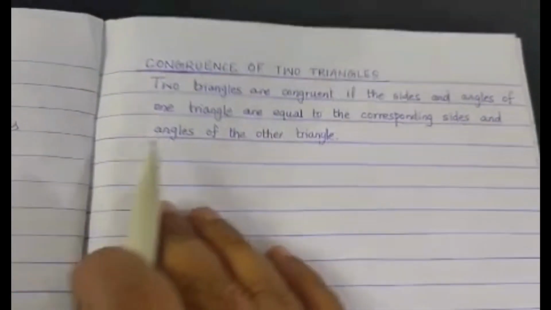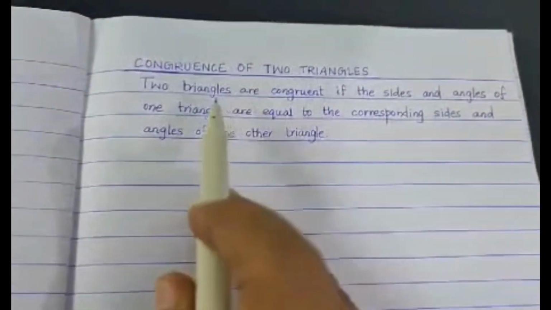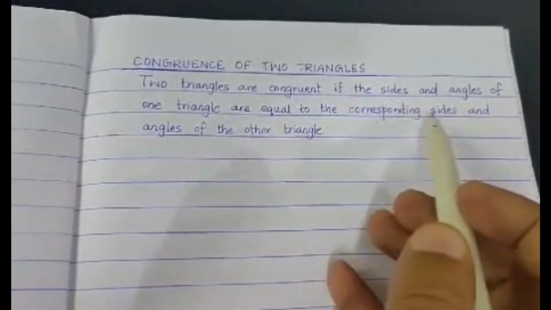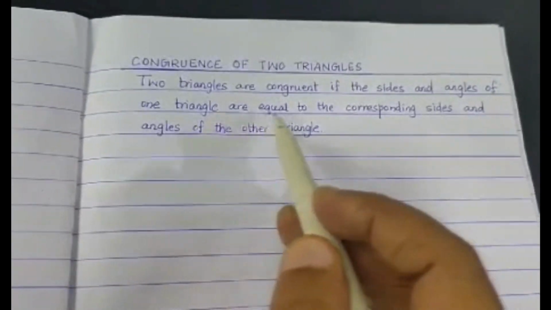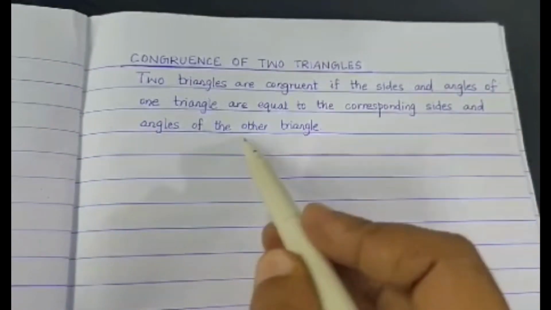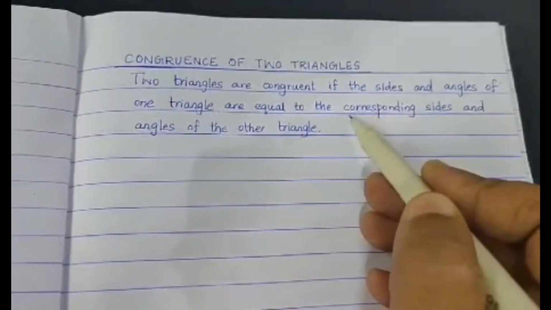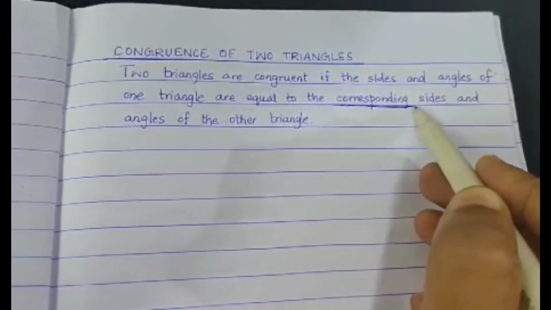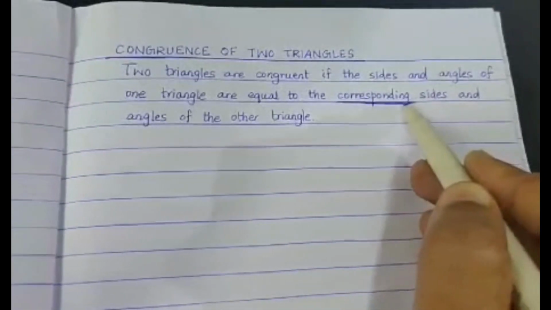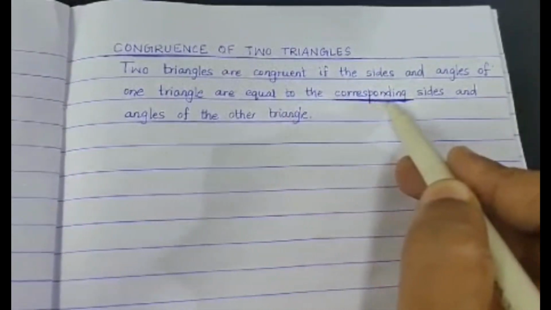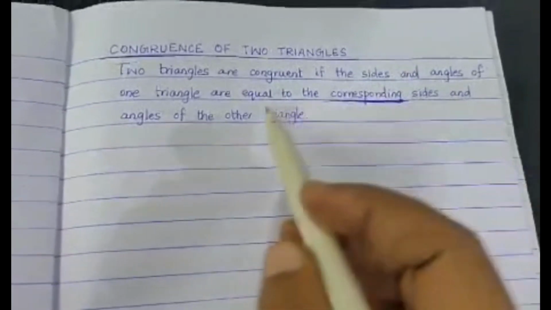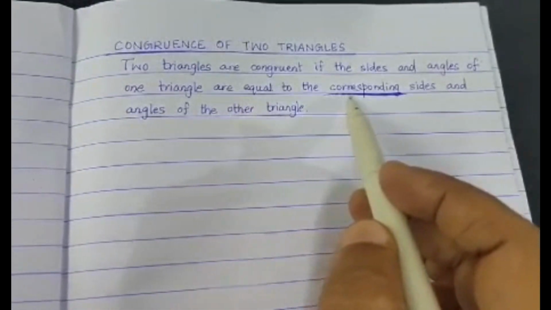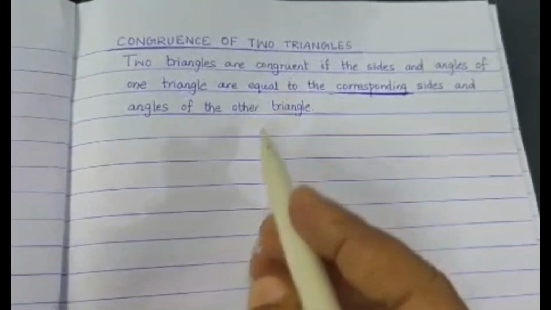So guys, let us understand the congruence of two triangles. I have written that two triangles are congruent if the sides and angles of one triangle are equal to the corresponding sides and angles of the other triangle. Here it needs more stress. Corresponding does matter, I will tell you. So two triangles are congruent if the sides and angles of one triangle are equal to the corresponding sides and angles of the other triangle.